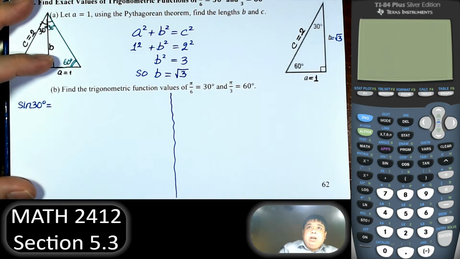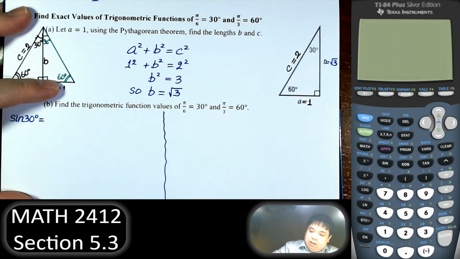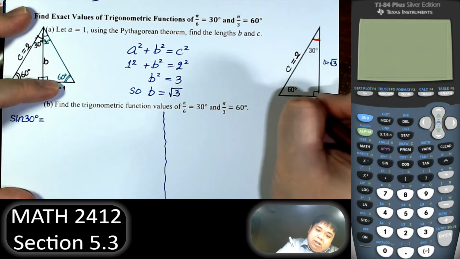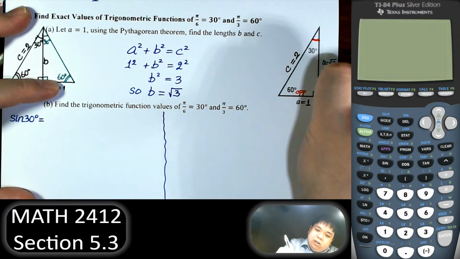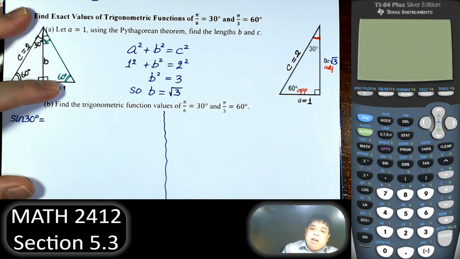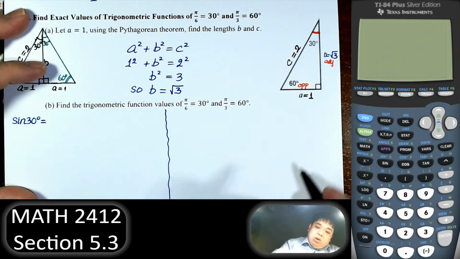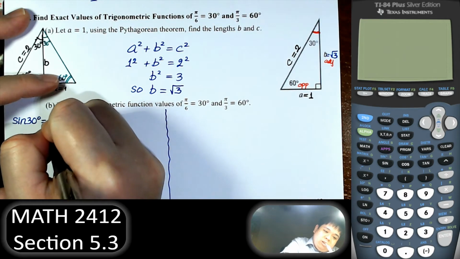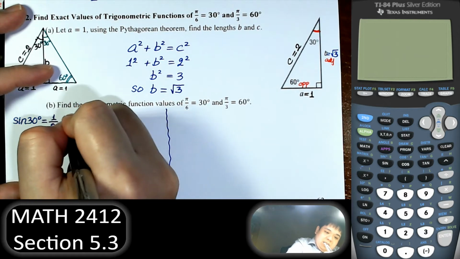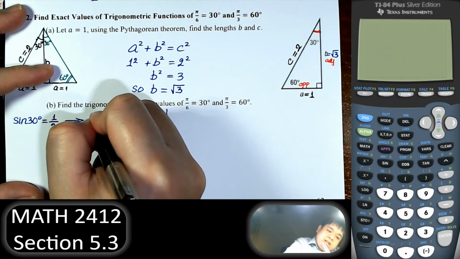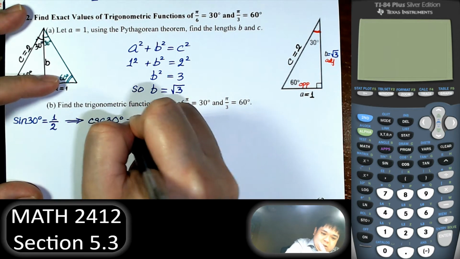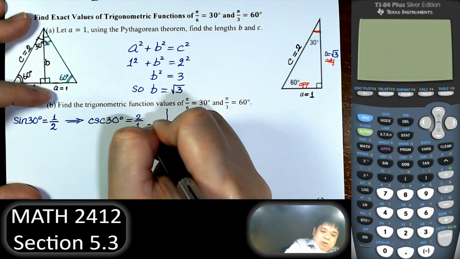Now sine of 30 degrees, with respect to 30 degrees, this angle, this is opposite, and this is adjacent. With respect to that angle, hypotenuse is still C, so opposite over hypotenuse. So we have that is sine, so reciprocal of that, cosecant, is reciprocal 2 over 1 or 2.